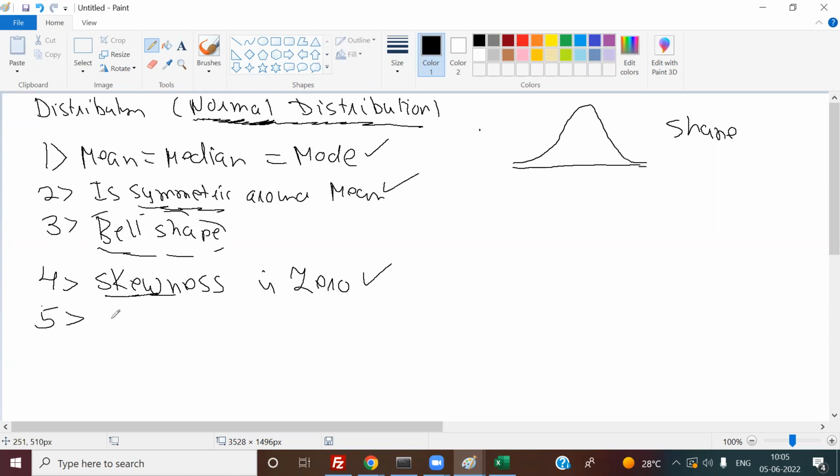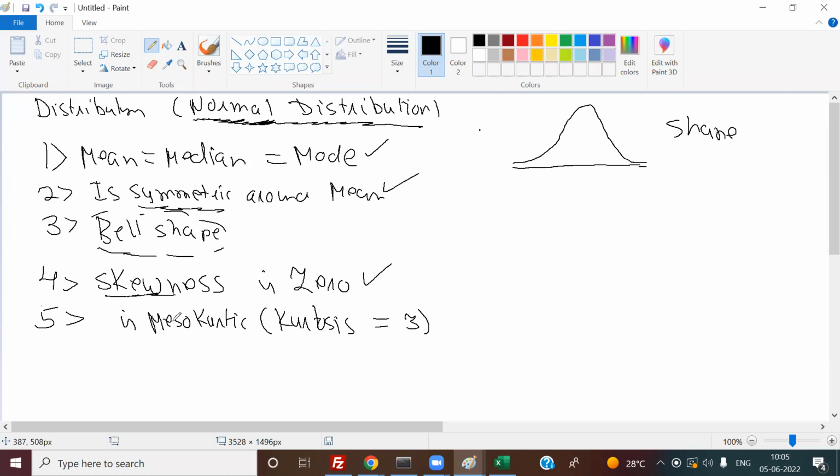Normal distribution is mesokurtic. It is mesokurtic, which means kurtosis is equal to 3. I know people don't understand what is mesokurtic, what is kurtosis. Don't worry, I'll explain it. As of now, just write it and then let's take it now. It is mesokurtic, kurtosis is equal to 3.